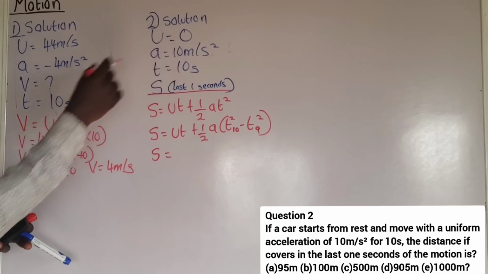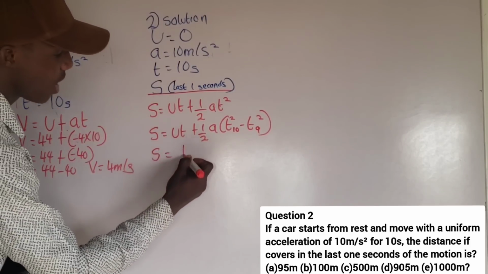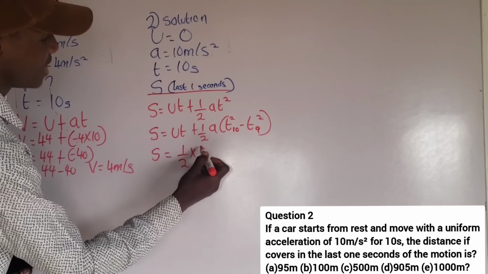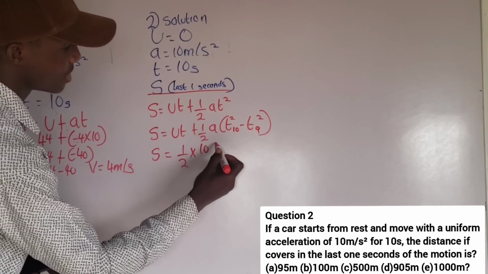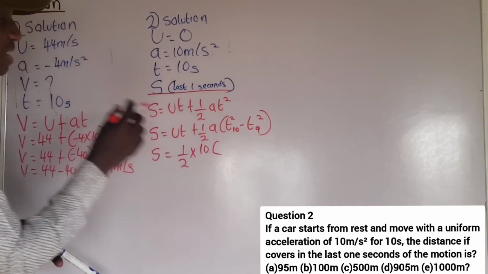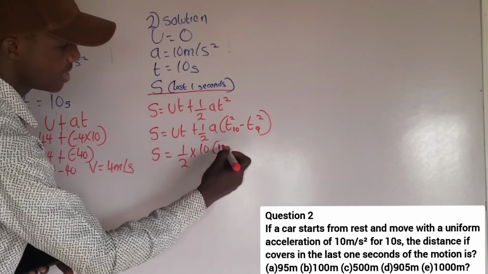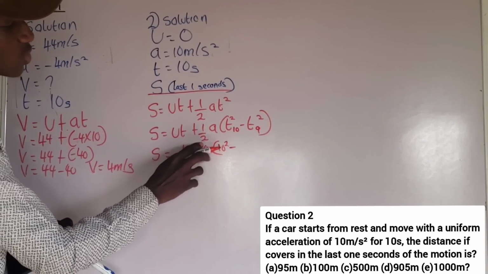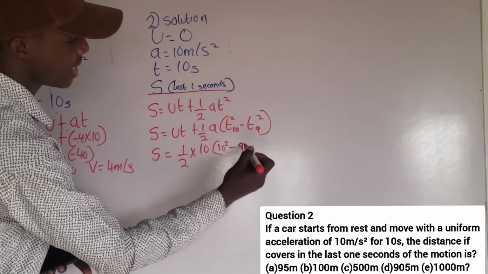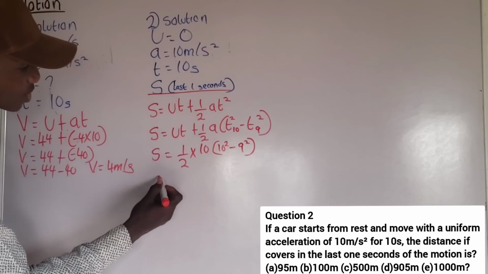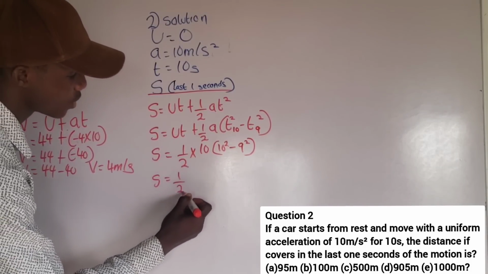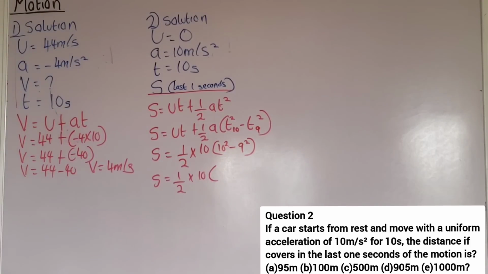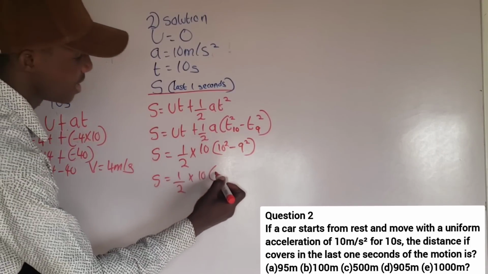10 multiplied by 0 is 0. So here I'm going to have 1 over 2 multiplied by a. a is 10, all into brackets t10. That will be 10 squared minus, when t equals 9, that will be 9 squared. Okay? So here I'm going to have s equals 1 over 2 multiplied by 10 multiplied by 10 squared minus 9 squared. That will be what?